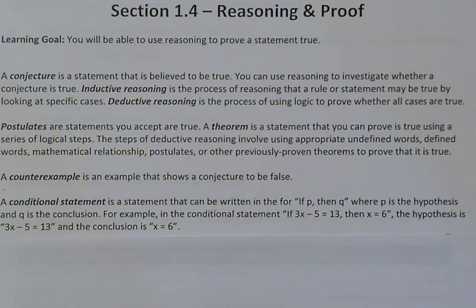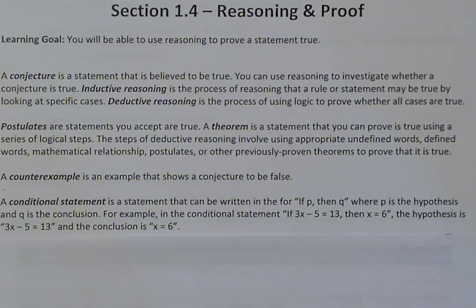Another example, if I had a conjecture that every time you add two numbers, you get an even number as your result. Okay, so like if I added 2 plus 2, I get 4. 4 is an even number. But if I do 1 plus 2, I get 3. 3 is not an even number. So that would be a counterexample.